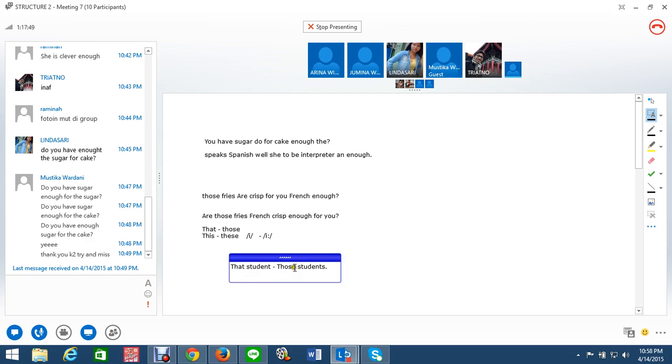Those is used for plural. Okay, those students, those books. Jadi kalau misalnya that book, buku itu, berarti bukunya satu. If you want to say buku-buku itu, those books. Buku ini, this book. Buku-buku ini, these books. Okay, di mana buku-buku ini, di mana buku-buku itu, so you have to use those here.